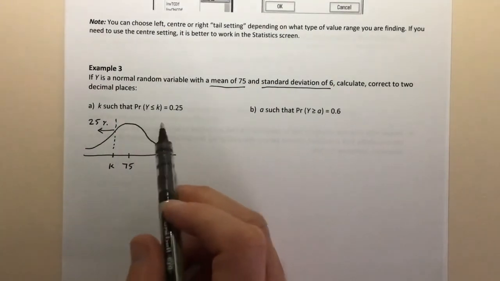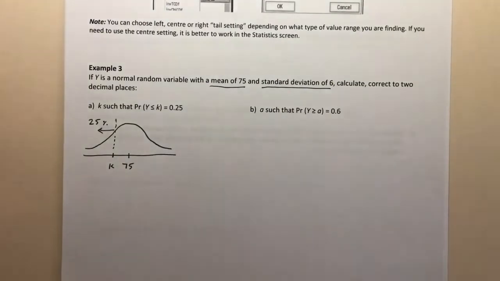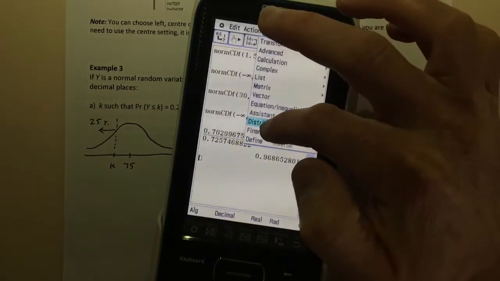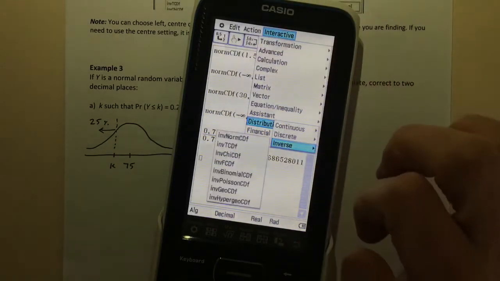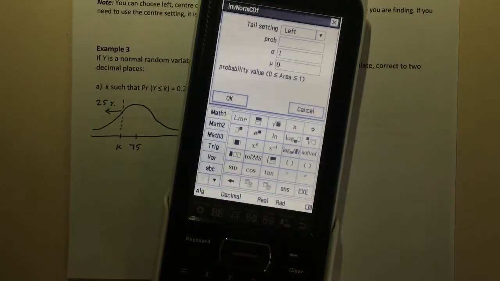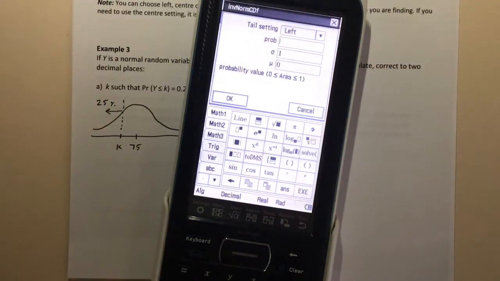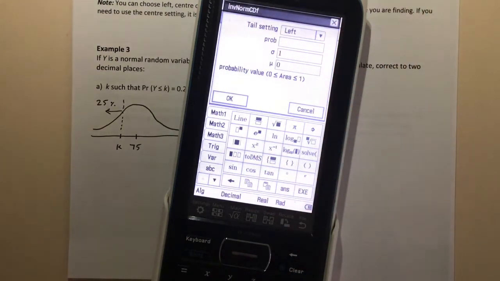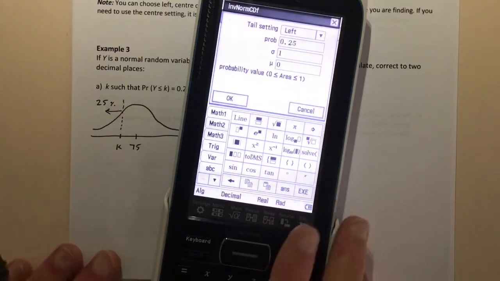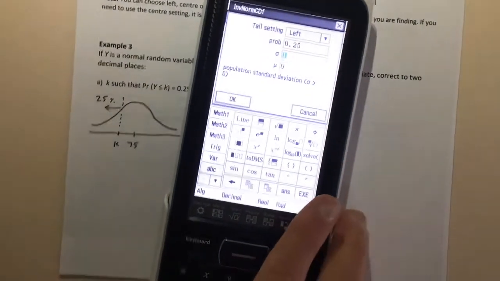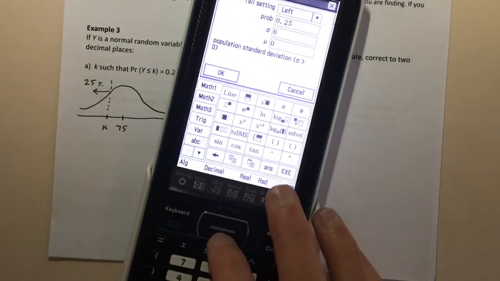Now to work out the exact value of k, we're going to use inverse norm CDF. So remember that was interactive distribution, inverse this time, and then inverse norm CDF. Now, this is another reason that the picture is important, because from the picture, we know that our tail setting needs to be left, because we're talking about a proportion that is to the left of a particular value. So we're using this tail setting left. The probability is 0.25, because that's the probability that was given to us. We also need to put in the standard deviation, which was 6, and the mean, which was 75.